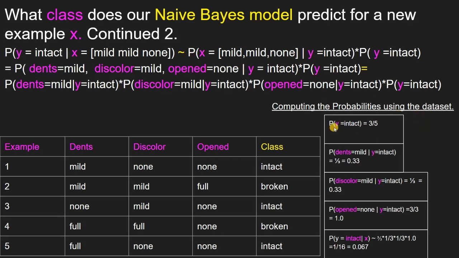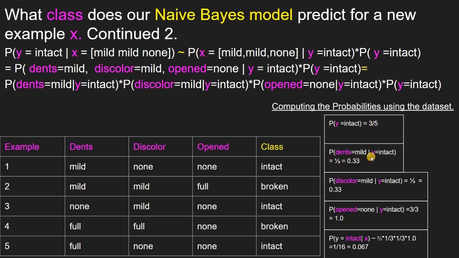So let's go through that. So the probability of Y equaling intact, right? Well, there's 3 examples of Y is equal to intact: example 1, example 3, and example 5, right? And there's 5 examples, so there's a 3/5 probability of Y equaling intact, right?